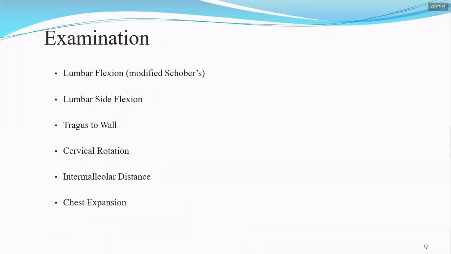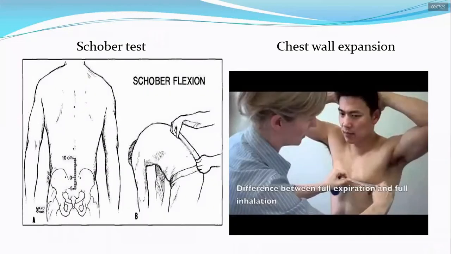Now coming to the examination, there are some tests: Schober's test, modified Schober test, lumbar side flexion, tragus to wall, cervical rotation, intermalleolar distance, and chest expansion. Basically, I'll be talking about the Schober's test. In this picture, you can see the modified Schober test. The difference between Schober and modified Schober is that in the Schober test, usually we take a marking at the level of the PSIS.